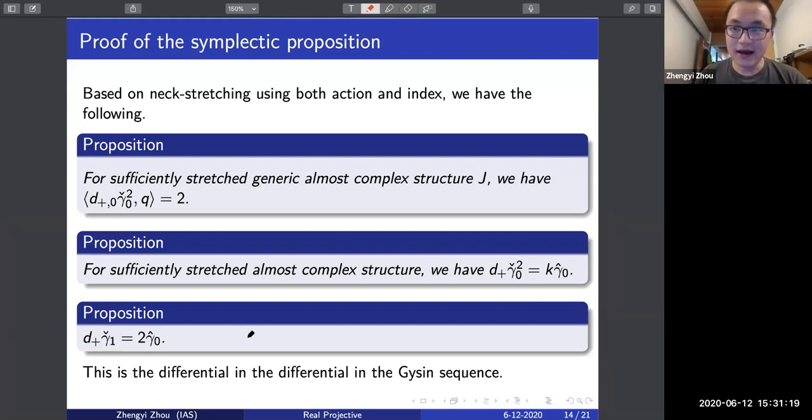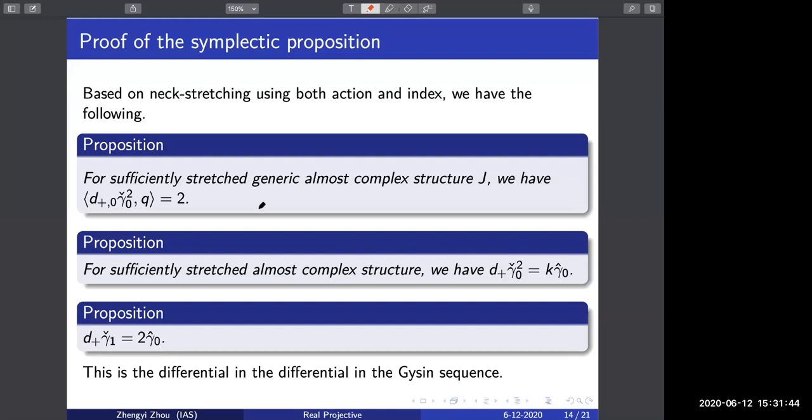And the last piece is the positive differential acting on gamma 1 check. So we can fix the error created before. So D plus of gamma 1 check is 2 times gamma 0 hat. And this is, in fact, the differential in the Gysin exact sequence, because all these gamma 1, gamma 0 are coming from this simple Reeb orbit, which a priori is parameterized by RP^(2n-1).